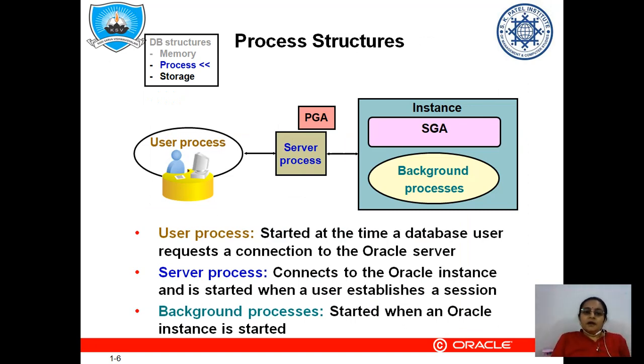Now if we go further in process structure, the second part of this database, the process structure consists of three processes. Number one, user. The user requests the system for a connection and the different processes which the user needs to do with the data. So the user process starts at the time the database user requests a connection to the database server, that is the Oracle server, and that request is communicated to the database instance. The database instance, as we have seen in the previous slide, consists of the SGA, and as the user has requested, a program global area is going to be created for that particular user.